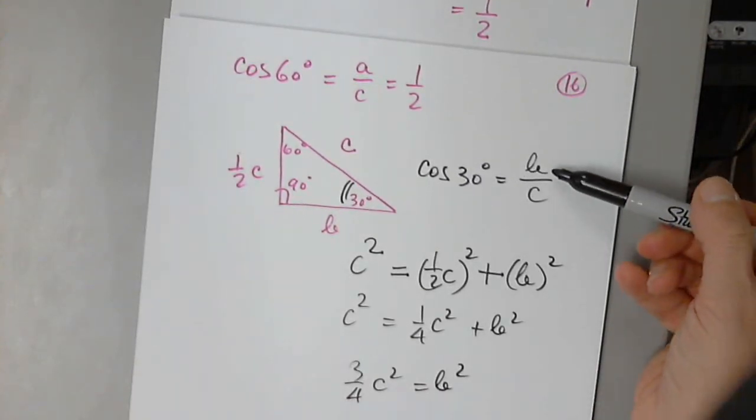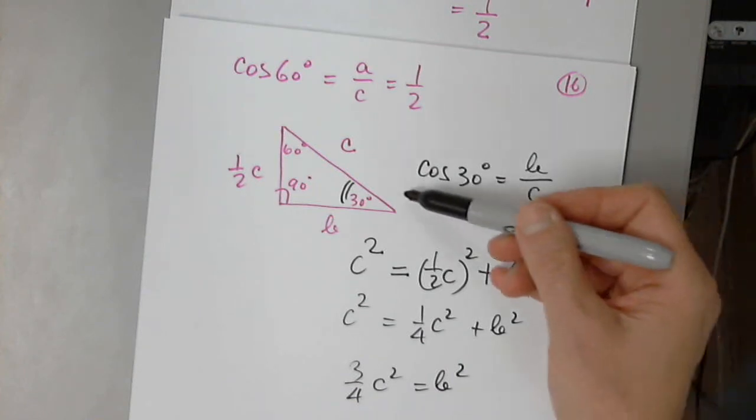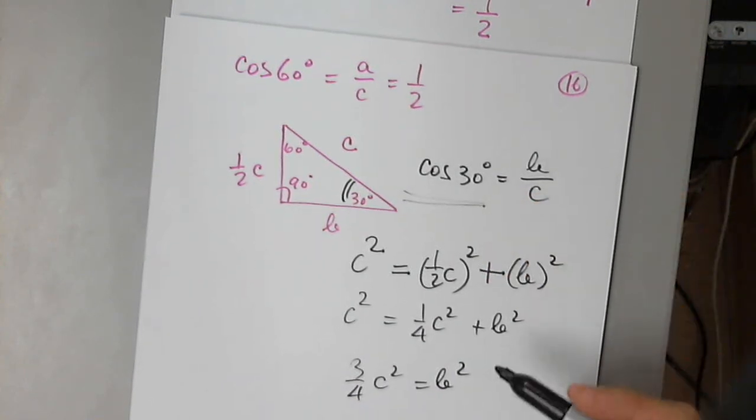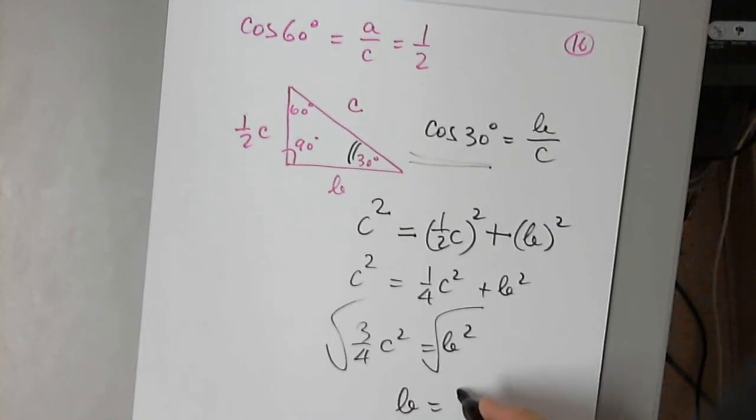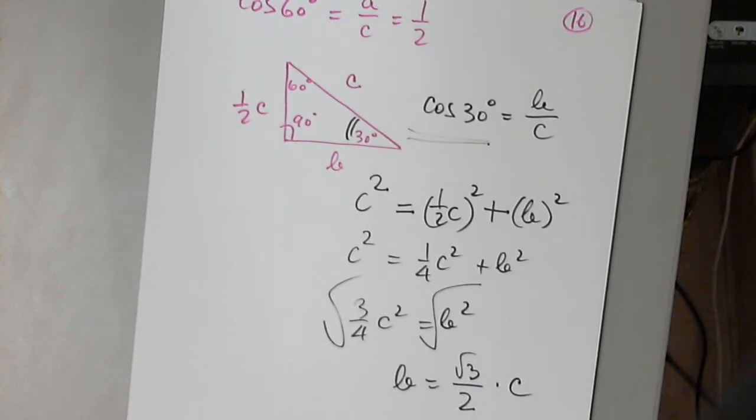I just want to find B and put it in here to identify cosine 30. So when we take the square root from both sides, B will be the square root of 3 over 2 times C. Take a moment and see if you understand all steps here. Is this clear?